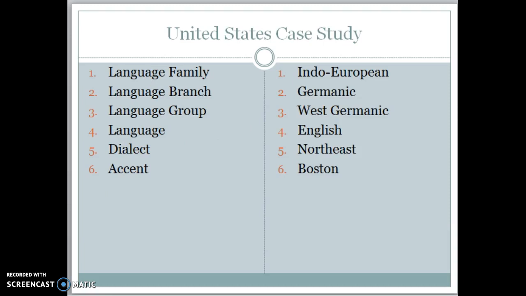So here's a way to break down that Boston accent. In the base, we're talking about the language family, which would be the Indo-European family. The language branch would be the Germanic branch. The language group would be West Germanic. The language, of course, is English. For the dialect, we can identify the Northeast region of the United States. And then the accent we can maybe even get to, which is the Boston accent. So this might help you understand the difference of how we divide the different categories.